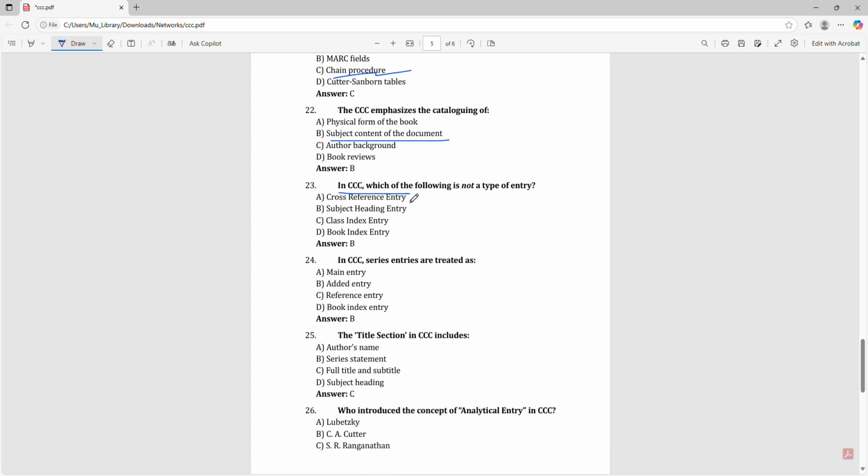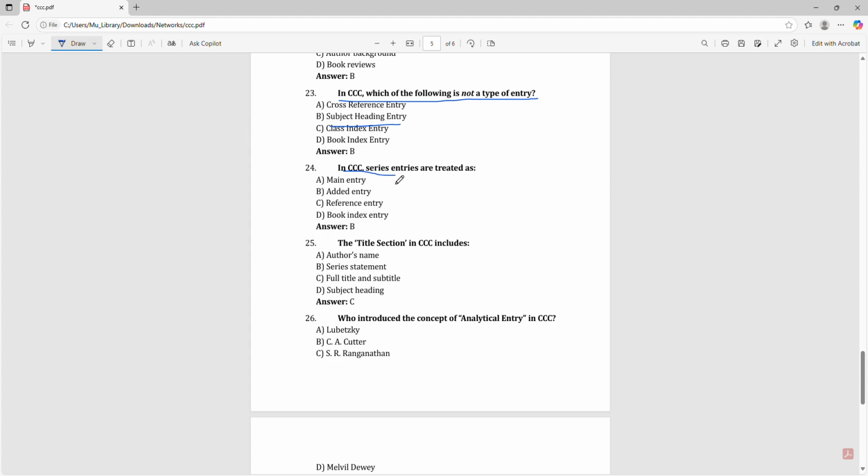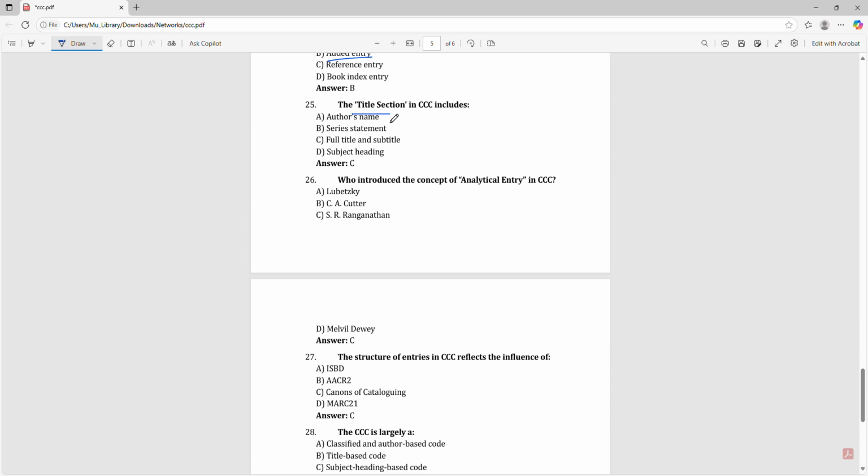In Triple C, which of the following is not a type of entry? Subject heading entry. In Triple C, series entries are treated as added entries. The title section in Triple C includes full title and subtitle. Who introduced the concept of analytical entry in Triple C?